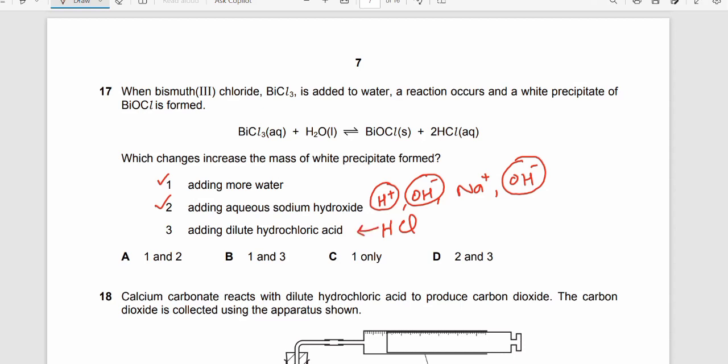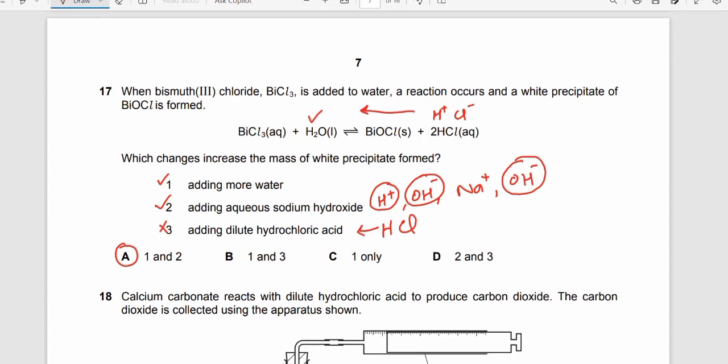If we add the HCl, it will increase the concentration of H plus and Cl minus, so it will help start the reaction in the reverse direction. Instead of increasing the concentration of this precipitate, it will decrease. So that's why we don't use the HCl. Adding water and adding dilute aqueous sodium hydroxide, these both are beneficial. So that's why option A is correct. 1 and 2.